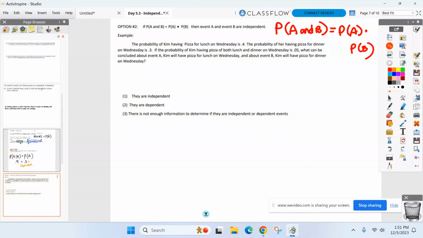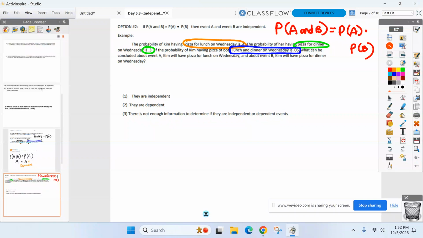Okay? So either way, I can test if two events are independent or not, depending on what the problem gives me. All right, now let's read through here. Probability of Kim having pizza for lunch on Wednesday. So pizza for lunch, 0.4. Pizza for dinner, 0.3. Probability that she does both lunch and dinner, 0.05.